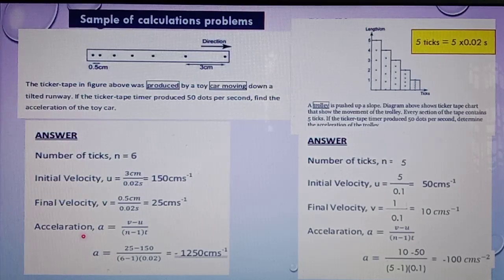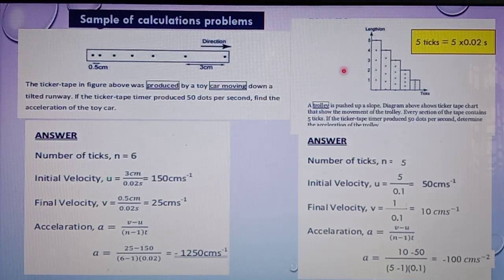Thus, use the formula of acceleration. The time taken is the time taken for change in velocity. In order to calculate it, the number of ticks minus 1, multiplied by t, or time for 1 tick. So based on this, a equals 25 minus 150 divided by 6 minus 1 times 0.02. So you always minus 1 for acceleration. So you get negative 1250 cm s^-2. So the unit here should be negative 2. So this one is for one ticker tape, 6 ticks of ticker tape.